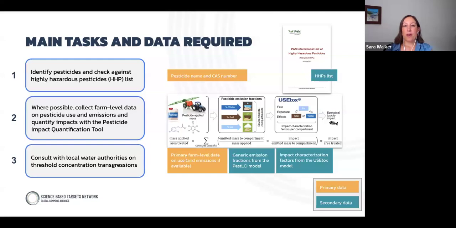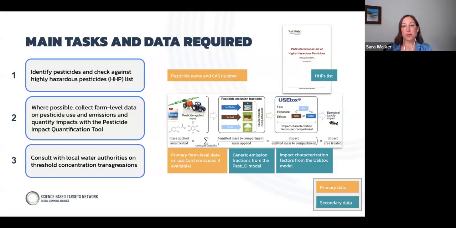We've been working with Peter Fontka at Substitute to develop a tool that helps quantify pesticide-related aquatic ecotoxicological impacts using farm-level pesticide use or emission data and impact characterization factors from UseTox, which is a life cycle assessment model for characterizing ecotoxicological impacts of chemicals. And the image on the right illustrates this process.